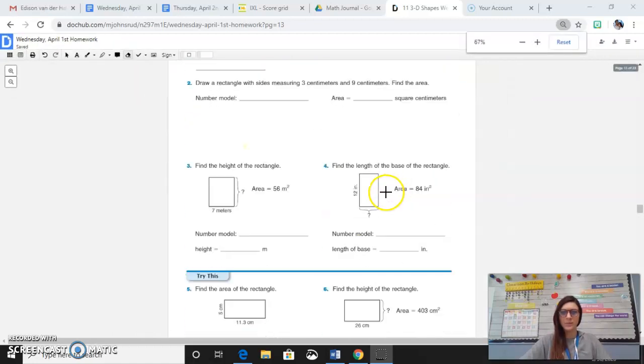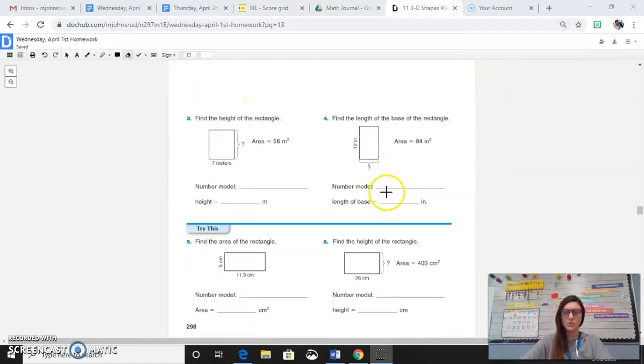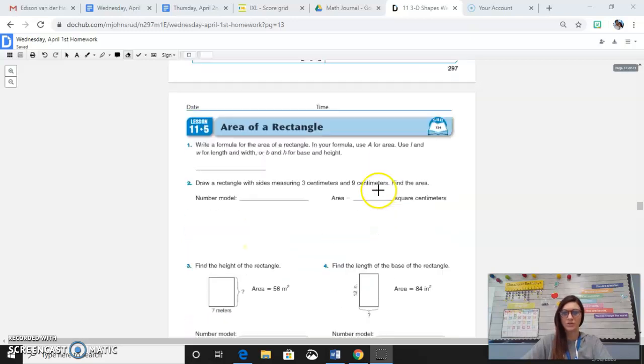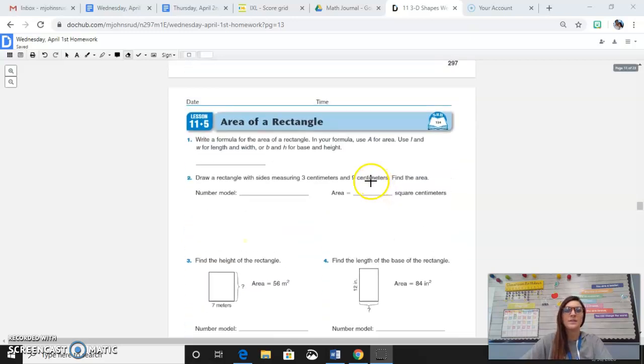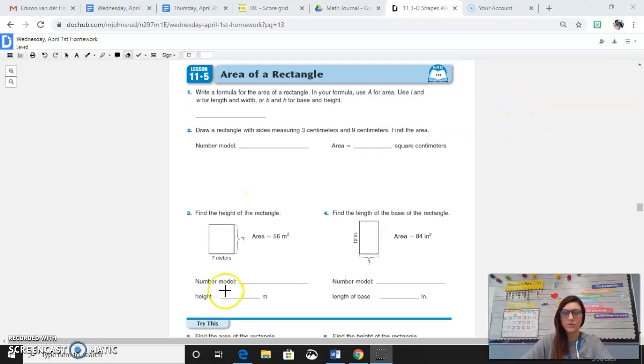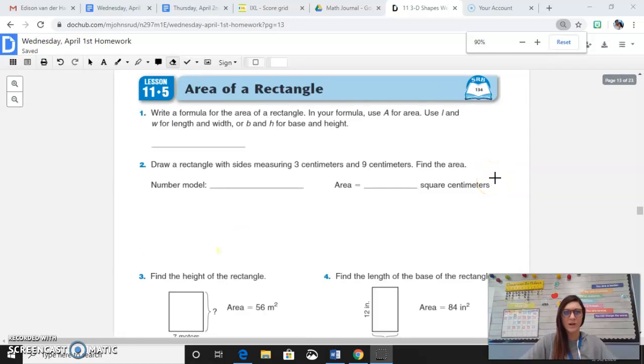Hi guys, so today I want you to open up to page 298 in your math journals, 298. On the top of it, you should have lesson 11.5, areas of a rectangle. This is kind of a review for us because we have been working on area and perimeter. So on page 298, number 1 says write a formula for the area of a rectangle.